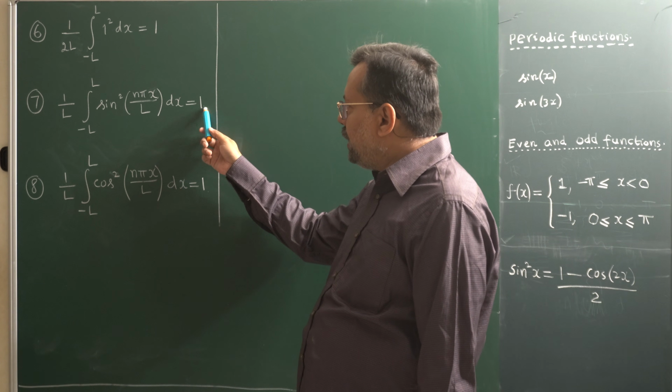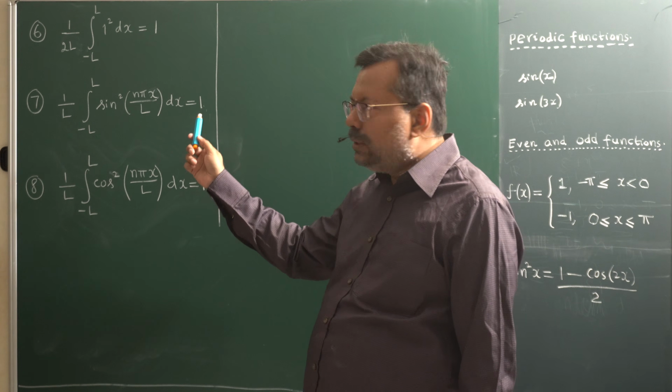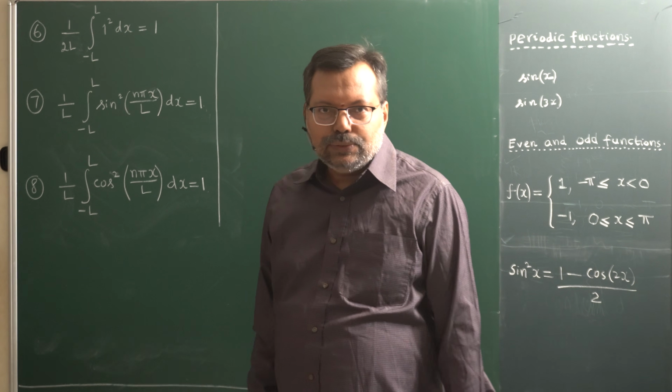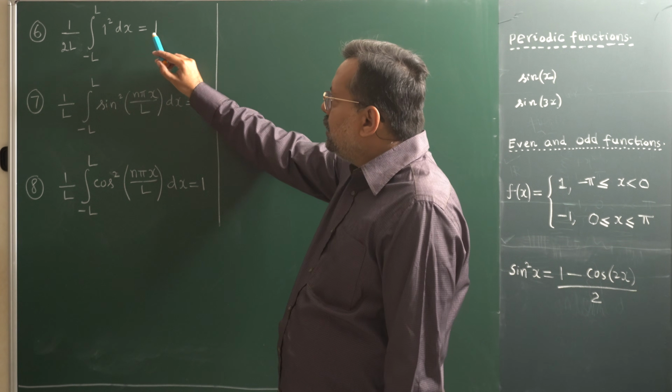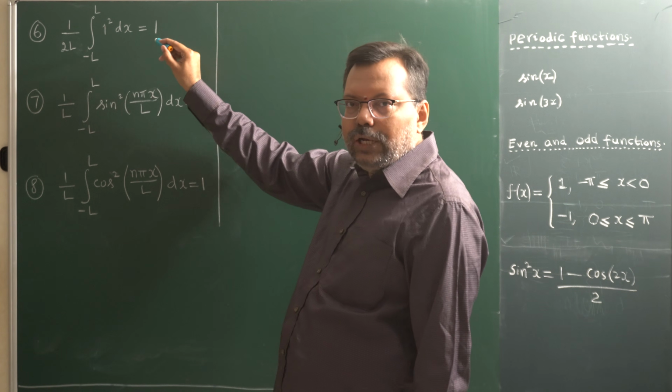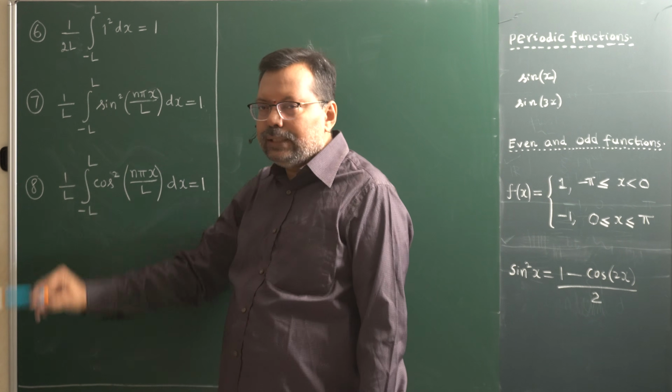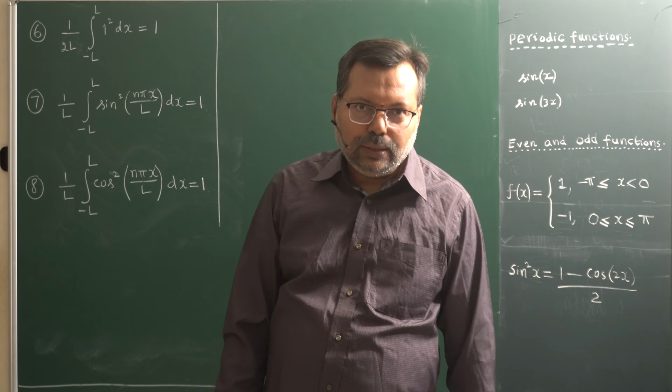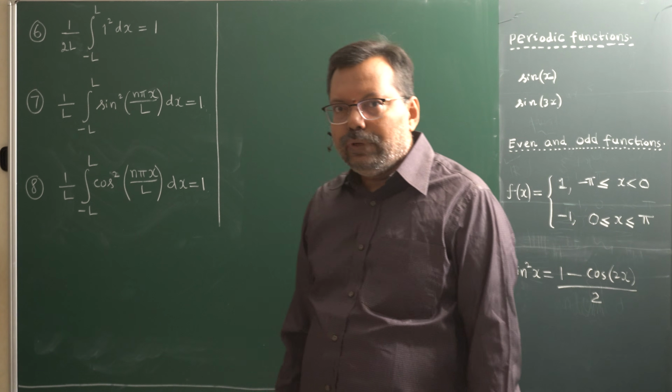Similarly, the answer should be L here, but I want 1 only here. Therefore, the L has gone as 1 by L. Similarly, here it was 2L, but I want only 1 here. Therefore, this 2L has gone to 1 divided by 2L. So that's the rewriting that we are going to have.